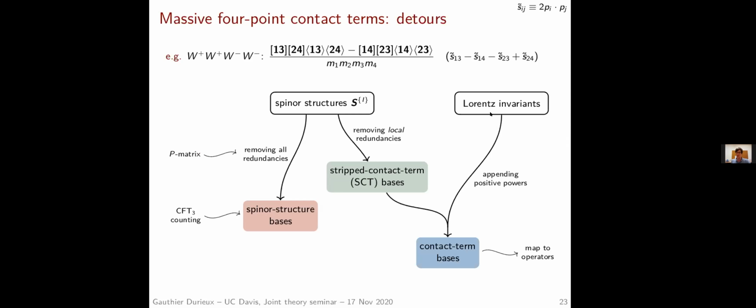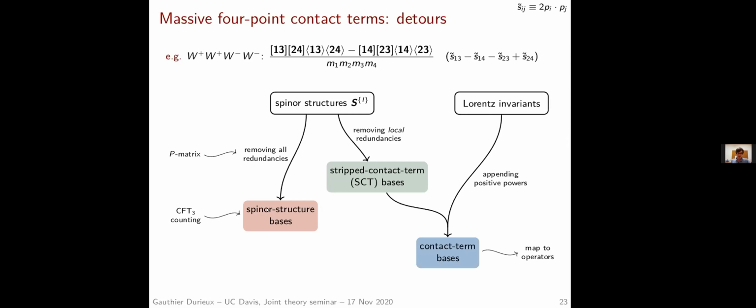Constructing Lorentz invariants and independent Lorentz invariants is a known problem. So if we were able to construct the required spinor structures and list all the independent ones, we could also just obtain the contact term from the product of spinor structures and Lorentz invariants.